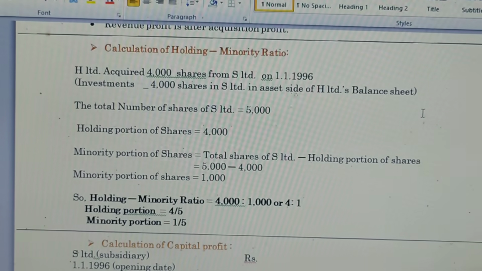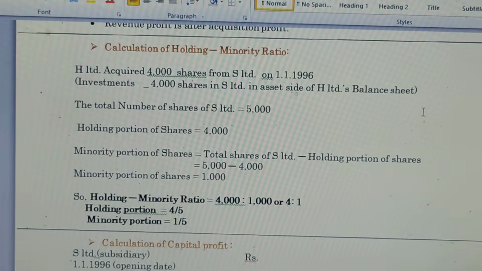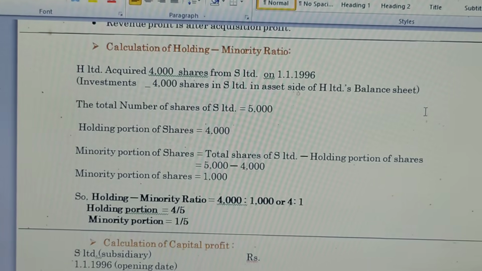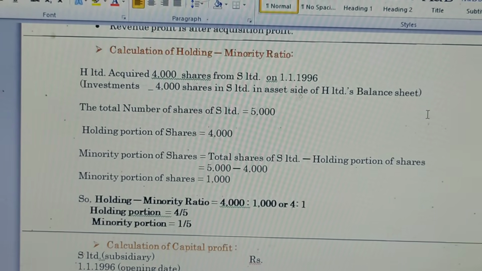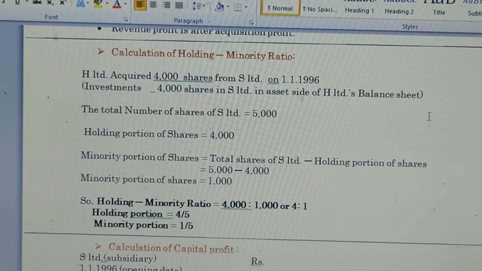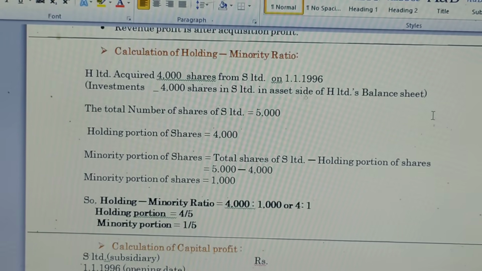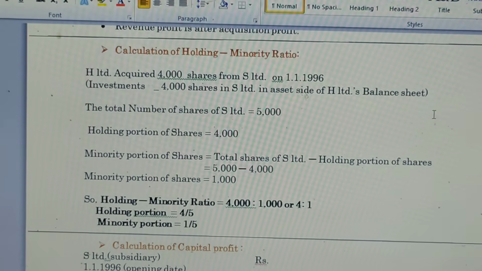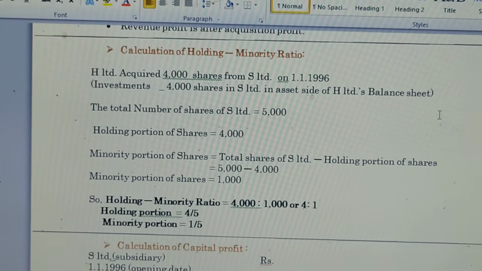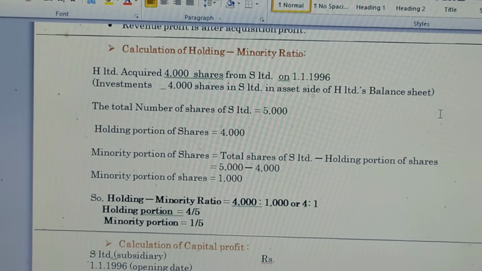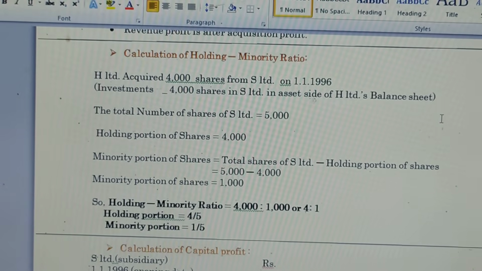H Limited acquired 4,000 shares of S Limited on 1/1/1996. This information is from the asset side of H Limited's balance sheet, that is, investment of 4,000 shares in S Limited. The total number of shares of S Limited equals 5,000. Holding portion of shares equals 4,000.